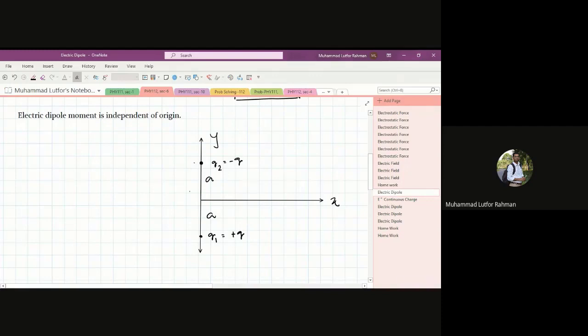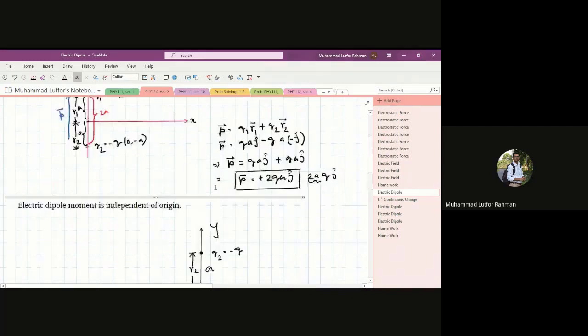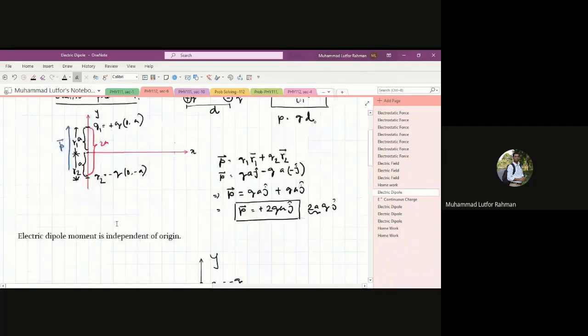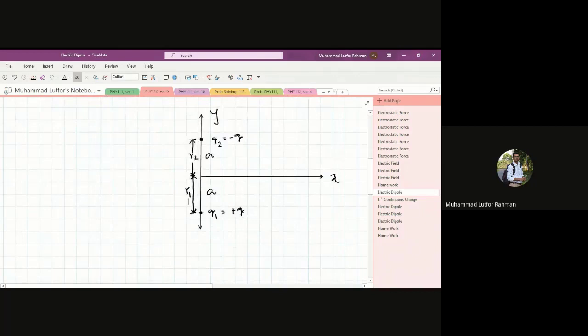Then say the corresponding distance here would be R2. In that case, this distance would be R1. Right, I just shift the position of the charges. First, Q2 was negative, and now this is Q1, which is also positive. I just shift the position of the charges. Then I have to find out what will be the electric dipole for this case.